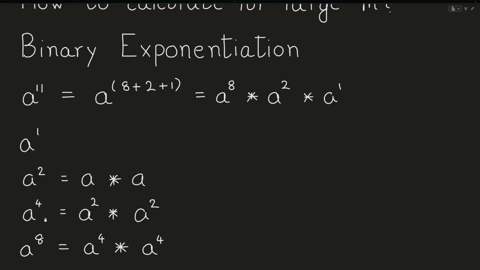And then we can get a power 4, which is equal to a square into a square. And this a square is what we got in the previous step. Similarly, we can get a power 8, which is equal to a power 4 into a power 4. And we just plug in these values in this equation above.